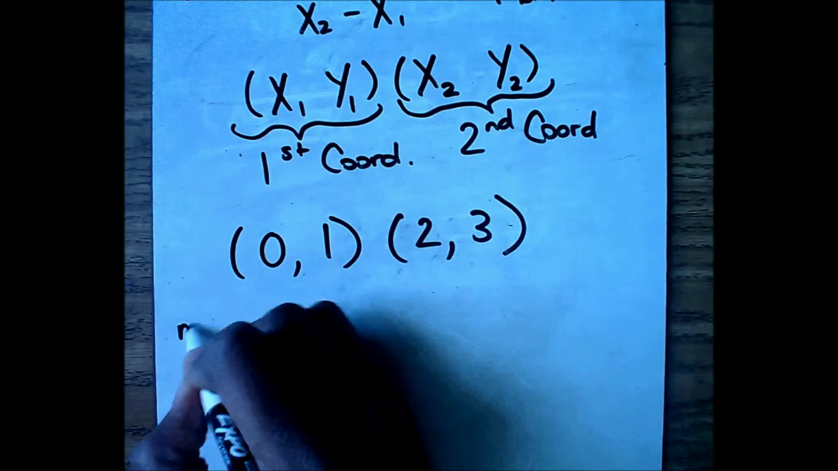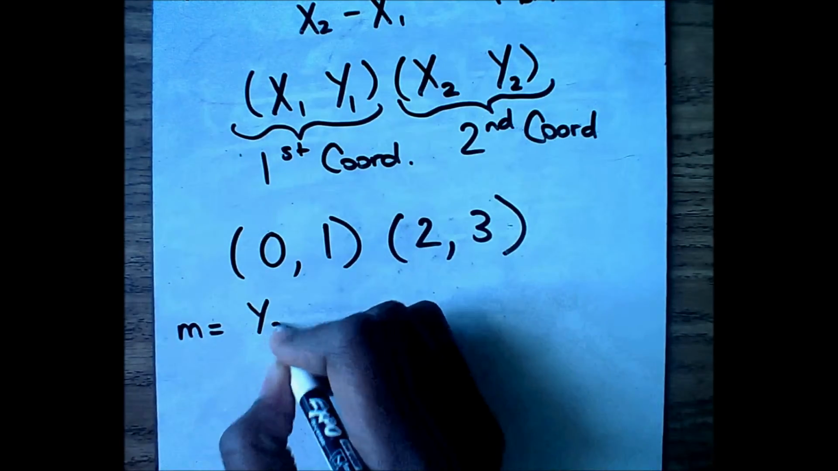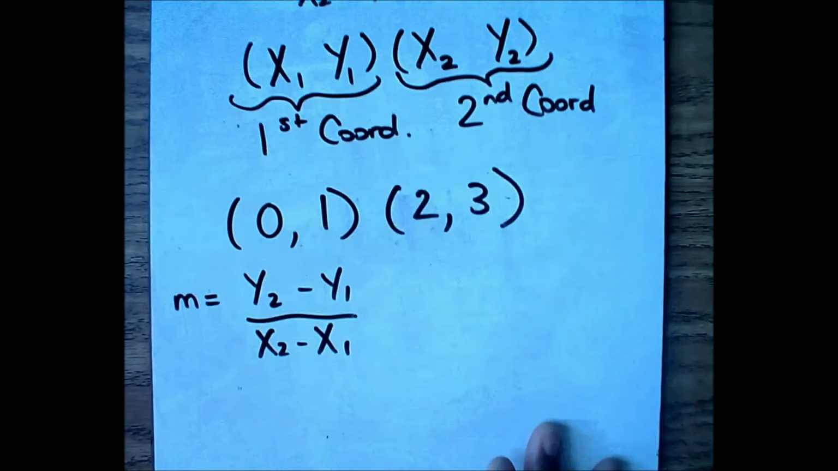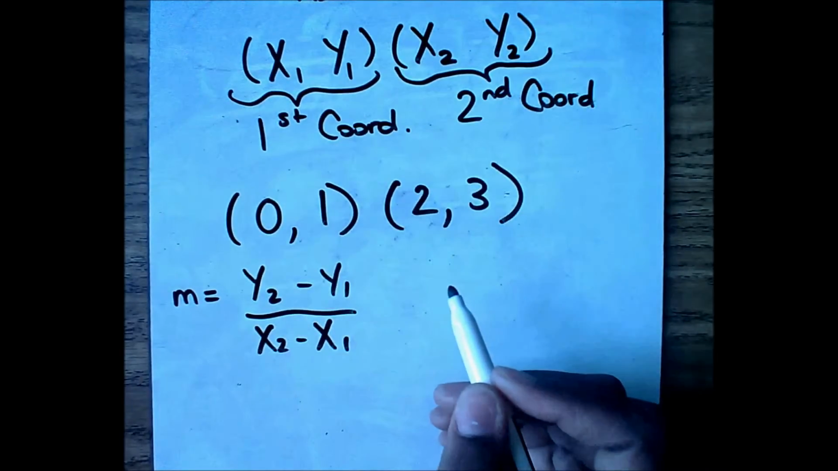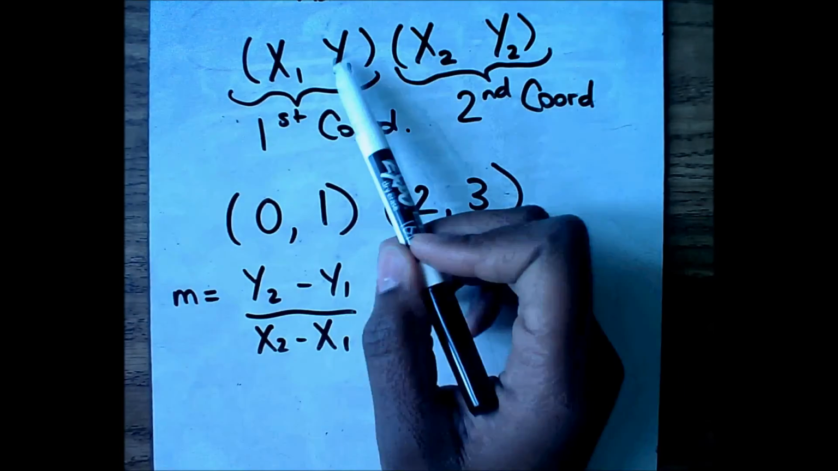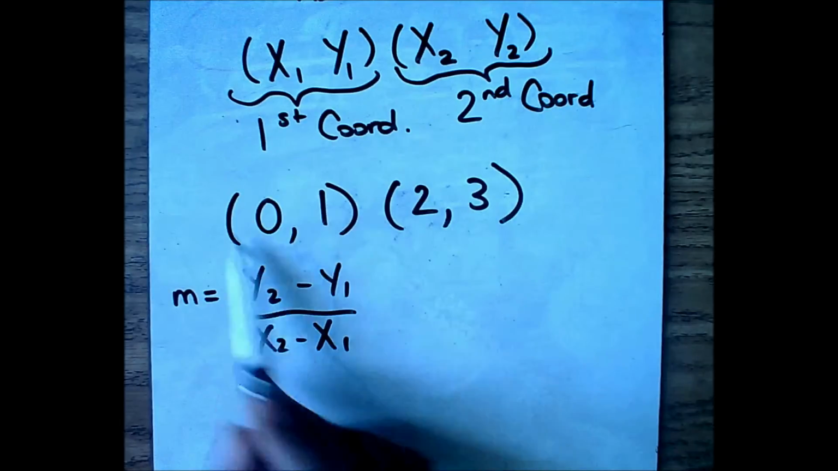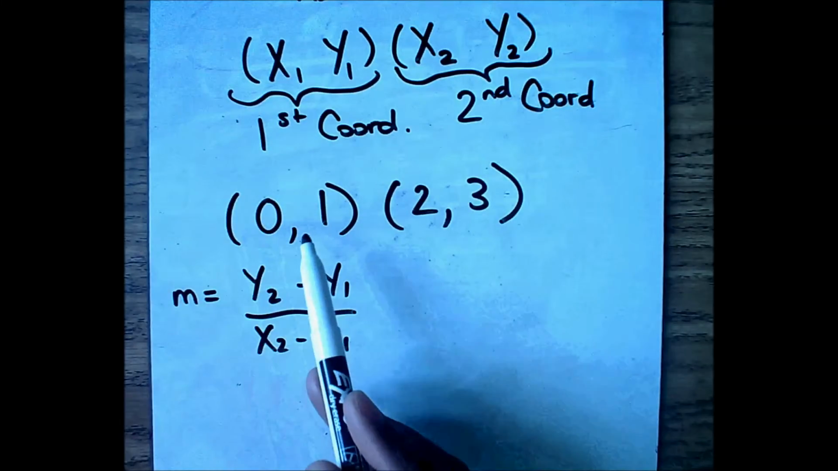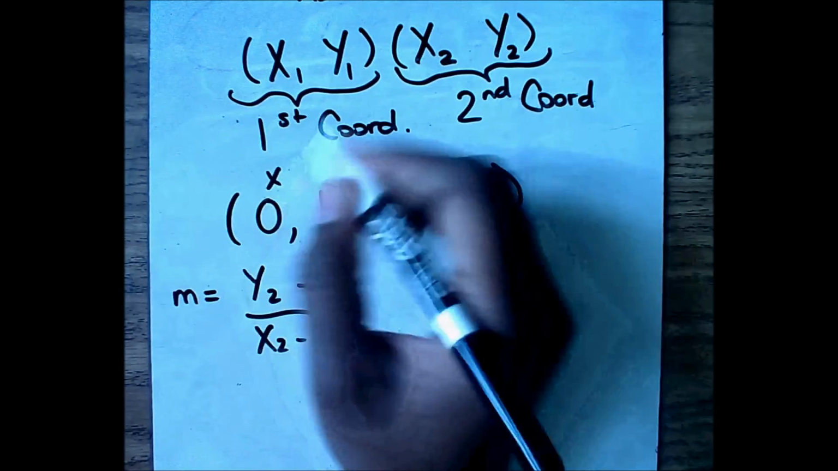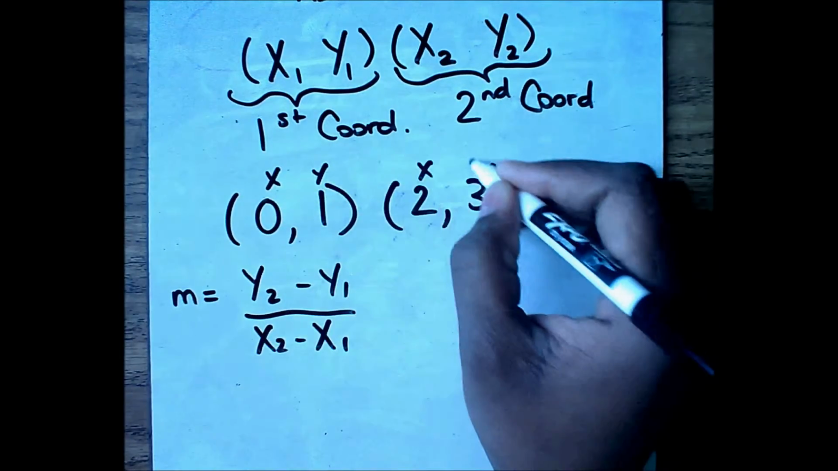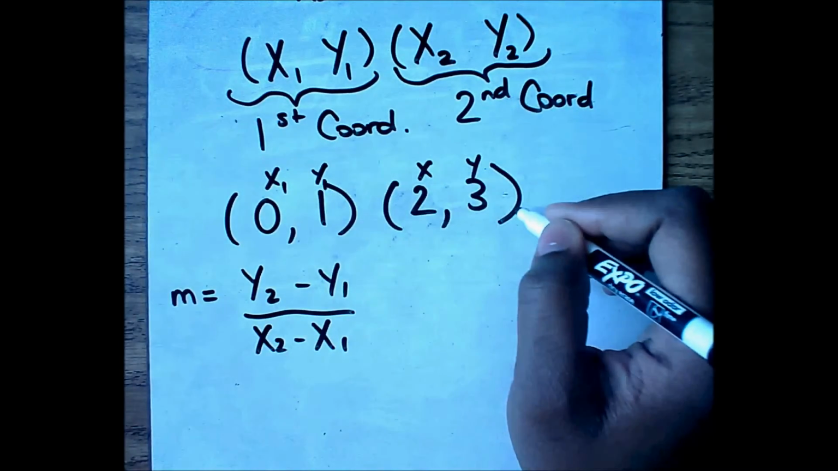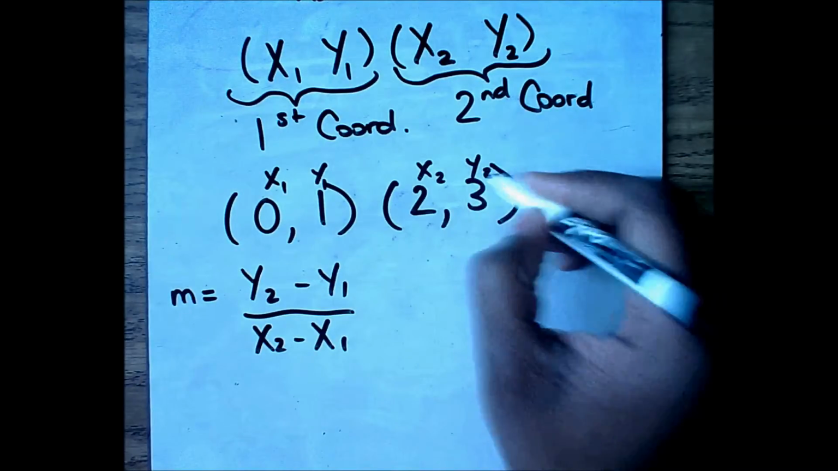So I'm going to write down my formula one more time. m equals y sub 2 minus y sub 1 over x sub 2 minus x sub 1. And I like to label this just so it makes it a little bit easier to plug in. Looking here as I wrote it, my first coordinate represents x sub 1, y sub 1, and my second coordinate represents x sub 2, y sub 2. Each one, of course, has an x and a y. Being that this is my first coordinate, this will be x sub 1, y sub 1. Being that this is my second coordinate, this will be x sub 2, y sub 2.